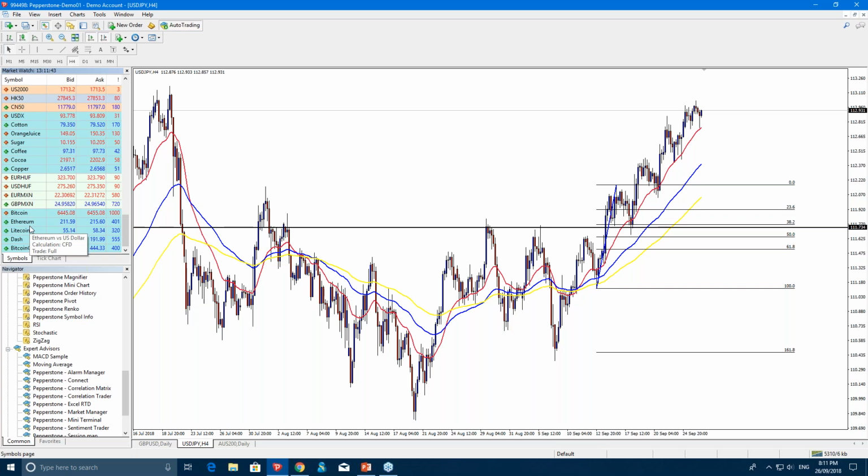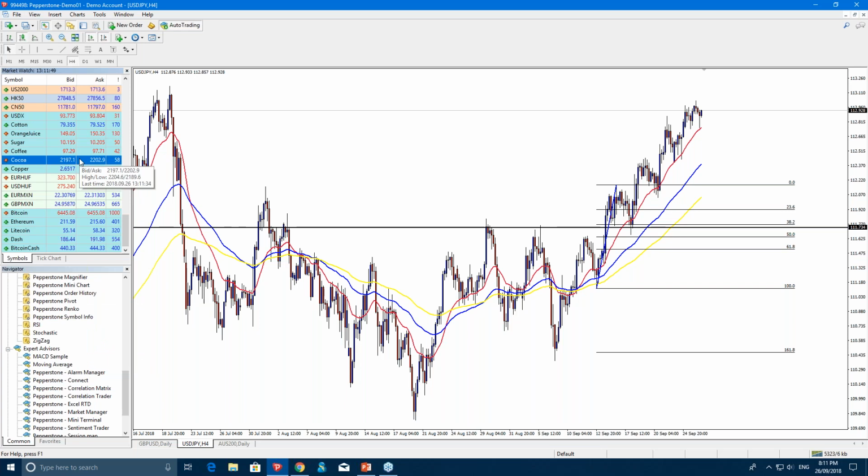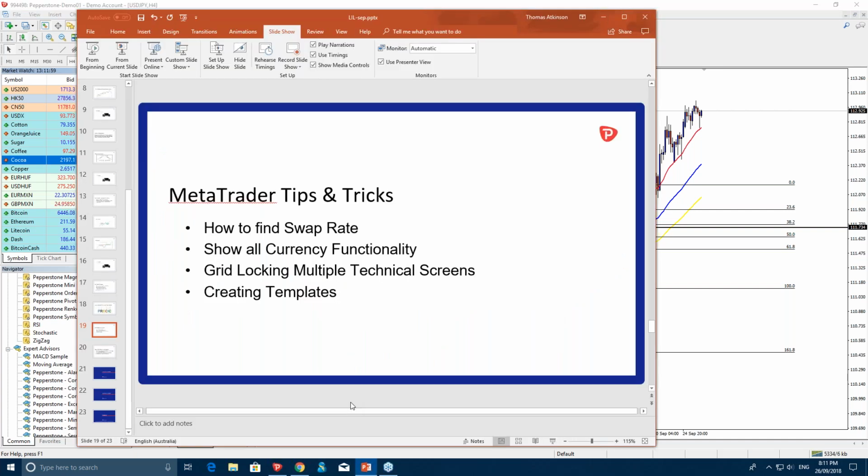So at the time, I didn't even have it on there, and then I right-clicked show all, and then all of a sudden it rocked up. So it's always good to do that every so often. I do it like once a month, just in case I've missed an announcement or something. So that's always good. Another one, creating templates.